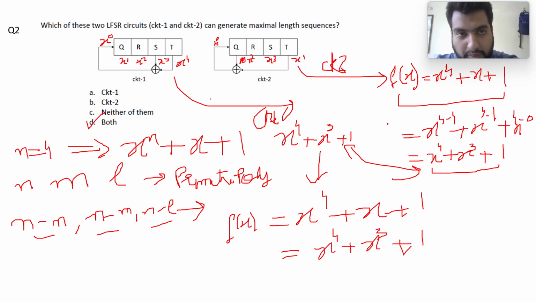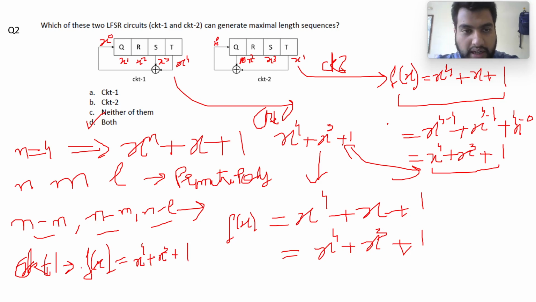And this primitive polynomial is generated by circuit 1, where the tapping is at x raised power 4 and x raised power 3. So for circuit 1, f of x was equal to x raised power 4 plus x raised power 3 plus 1, and both of them generate primitive polynomials, and as a result both of the options are correct. So option D is the right answer.